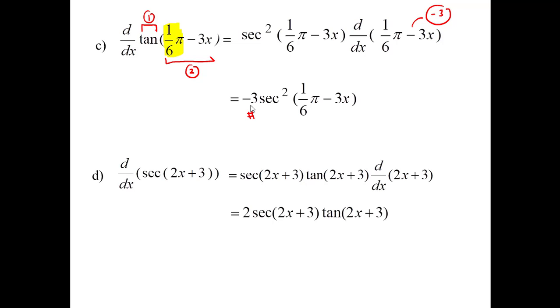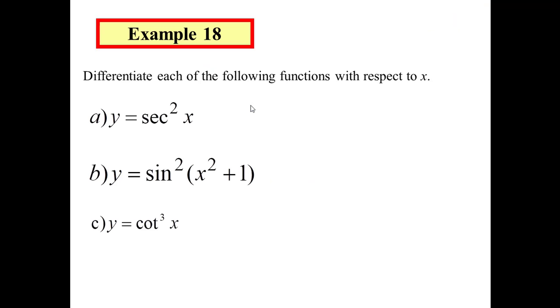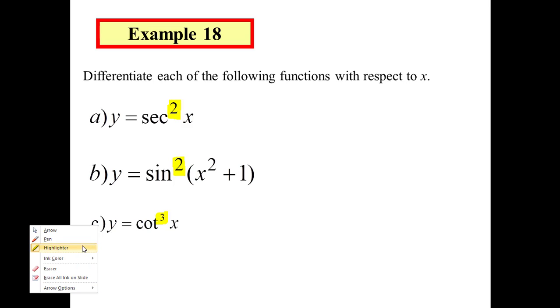Okay, let us move to example 18. What you notice here is that in the previous example the degree is 1. Now we are given degree more than 1. We're using the very basic ones, which are power 2 and power 3. So how we're going to do it is, again, we need to identify.